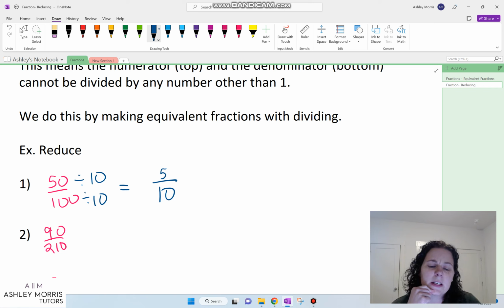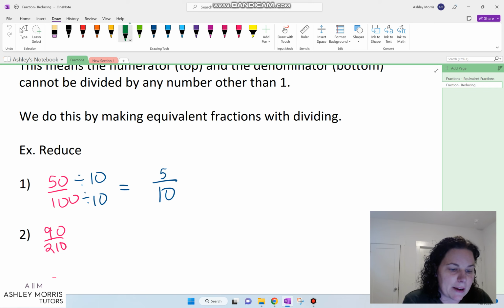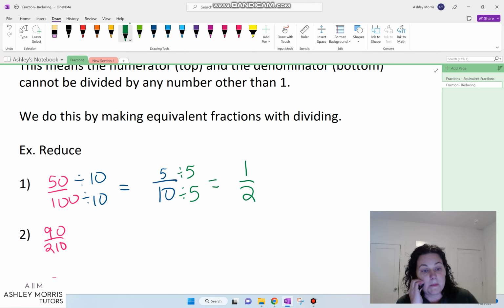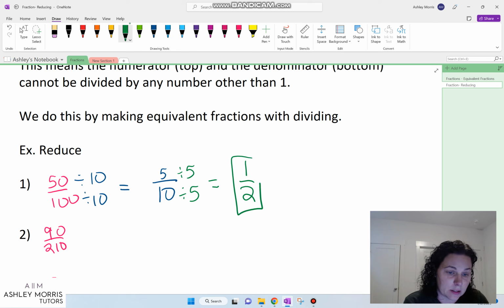And then I look at my final answer and I say, self, is this my final answer? Can 5 and 10 be divided by another number? Yes, they can be divided by 5. So I am not done yet. 5 divided by 5 is 1. 10 divided by 5 is 2. So I look at that and I say, self, is 1 over 2 something I can divide by anything other than 1? Nope. So I'm all done. This is my final answer. That is my reduced fraction in simplest form or lowest terms, depending on which your teacher uses.